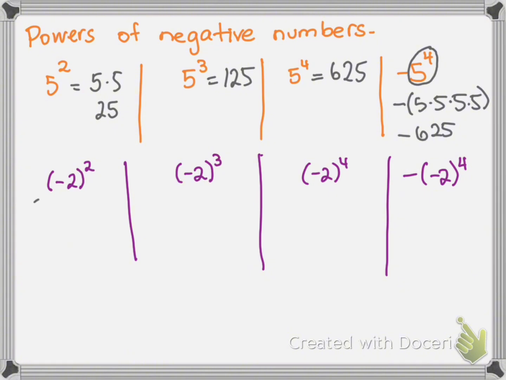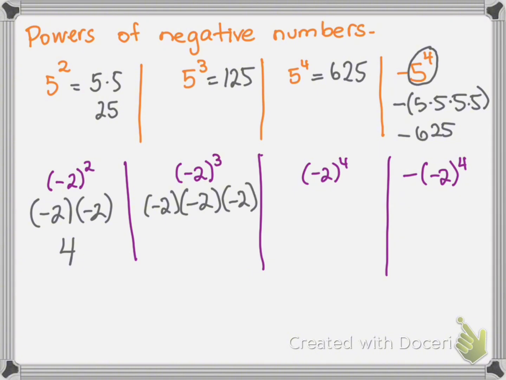So negative 2 to the second power is negative 2 times negative 2, which is positive 4, because negative times negative is positive. Then we have negative 2 times negative 2 times negative 2. Now remember that if we have an odd amount of negatives, the answer is going to be negative, and 2 times 2 times 2 is 8. In the next example, we have negative 2 4 times. So with an even amount of negatives, we have positive, and that would be 16.